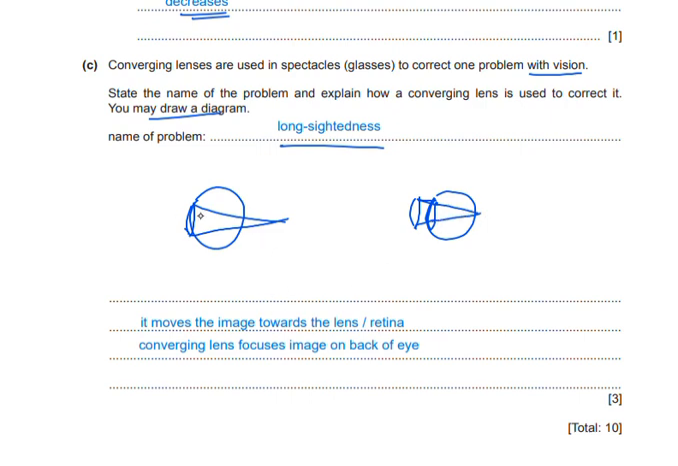So what is happening here? Just installing another lens, a converging lens, in front of the eye makes the image move onto the retina, here on the retina. The converging lens focuses the image exactly on the retina, at the back of the eye.